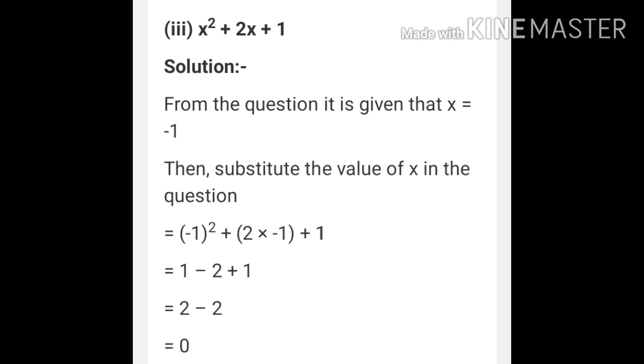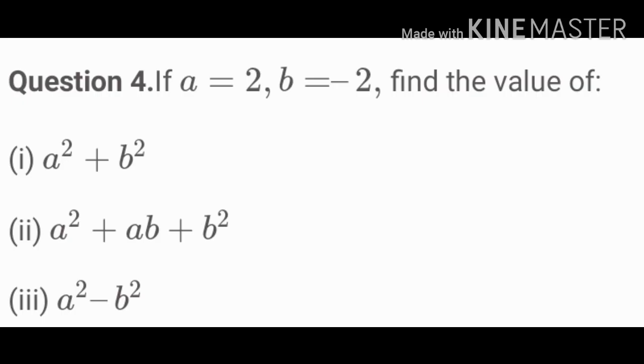Next part is third part, x square plus 2x plus 1. From the question x is equal to minus 1, we are going to substitute the value of x. Minus 1 whole square plus 2 into minus 1 plus 1. Square of minus 1 will be 1 only. 2 into minus 1 means minus 2, plus 1. So 2 minus 2 is equal to 0. Be very careful while solving the questions, children, and show the steps very clearly and neatly. Now question 4.